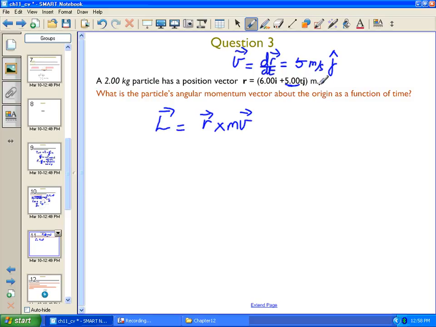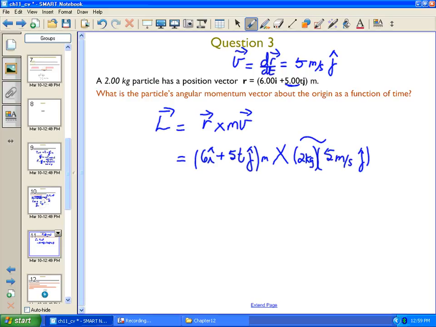The j hat direction is the direction, and meters per second is the unit. So now we're prepared to consider the cross product of 6i hat plus 5t j hat, that's in units of meter, cross 2 kilograms multiplied by 5 meters per second in the j hat direction. Or in other words, we're going to cross r with 10 kilogram meters per second in the j hat direction.